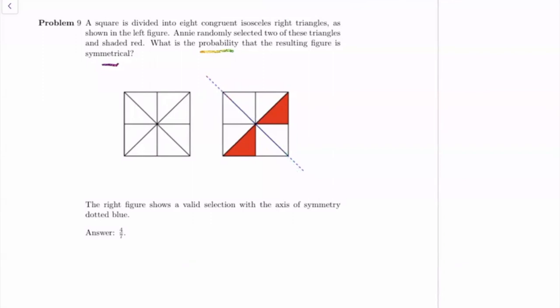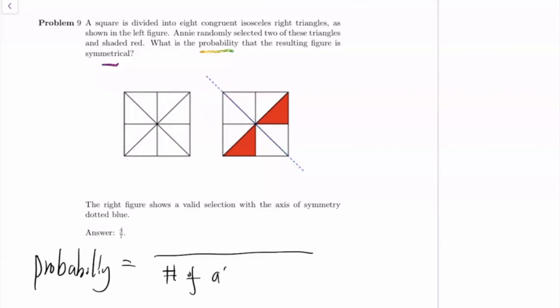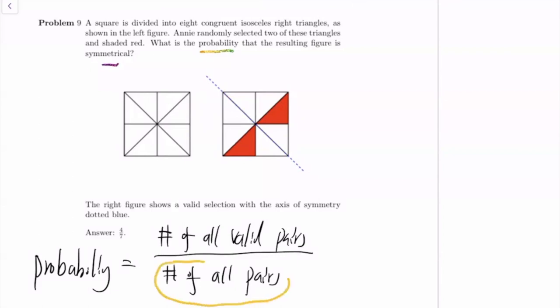We'll just use the basic formula to calculate. Let's recall how we calculate the probability: the numerator is the number of all valid pairs, and the denominator is the number of all pairs. What's the number of all pairs?